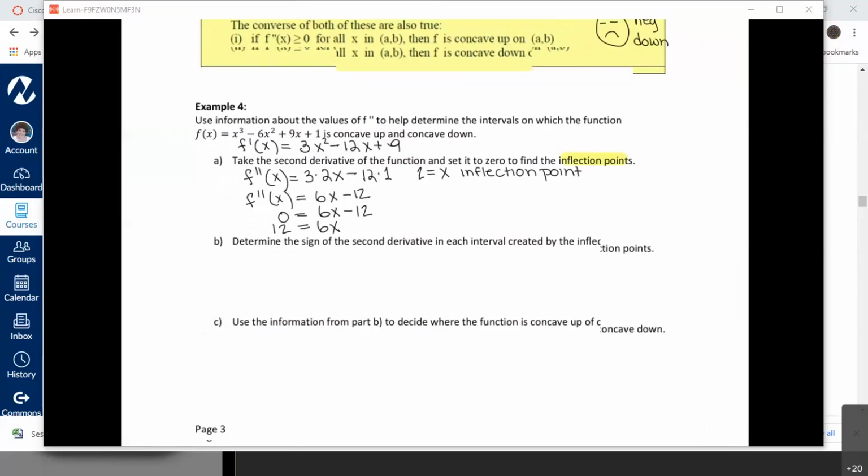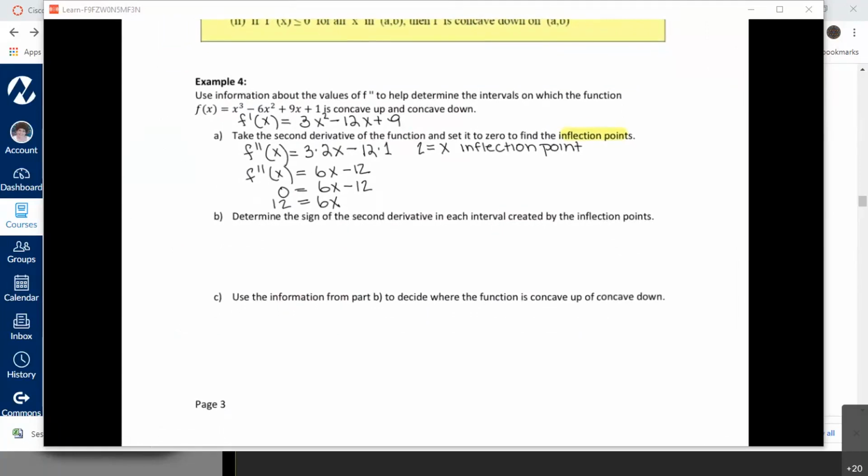Everybody good with finding the inflection point? What that means is concavity changes at x equals 2.